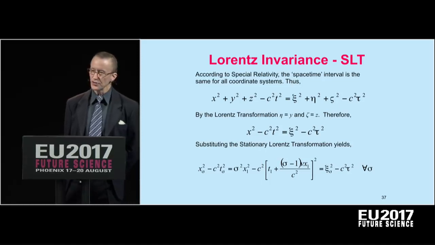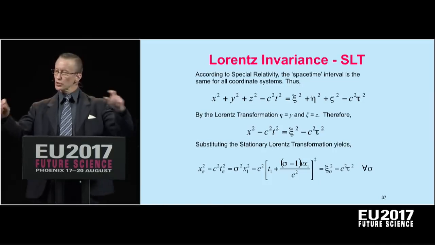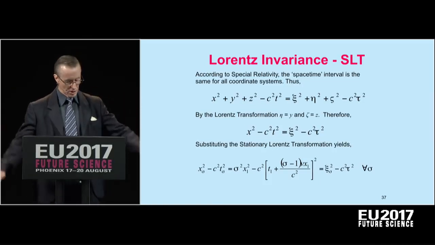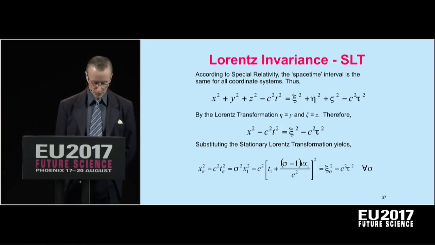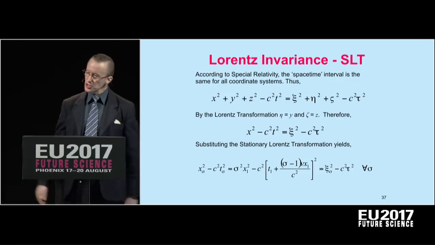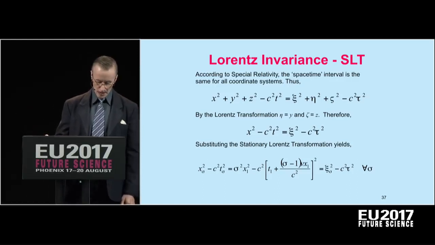But by the Lorentz transformation, y and z don't appear, they're 0, because everything's moving along the x-axis. So we can make that 0, and we can therefore reduce the equation to a simpler one. X squared minus c squared t squared is equal to xi squared minus c squared tau squared. But if we substitute now the findings of the previous slides for the stationary system, we get this complicated expression.